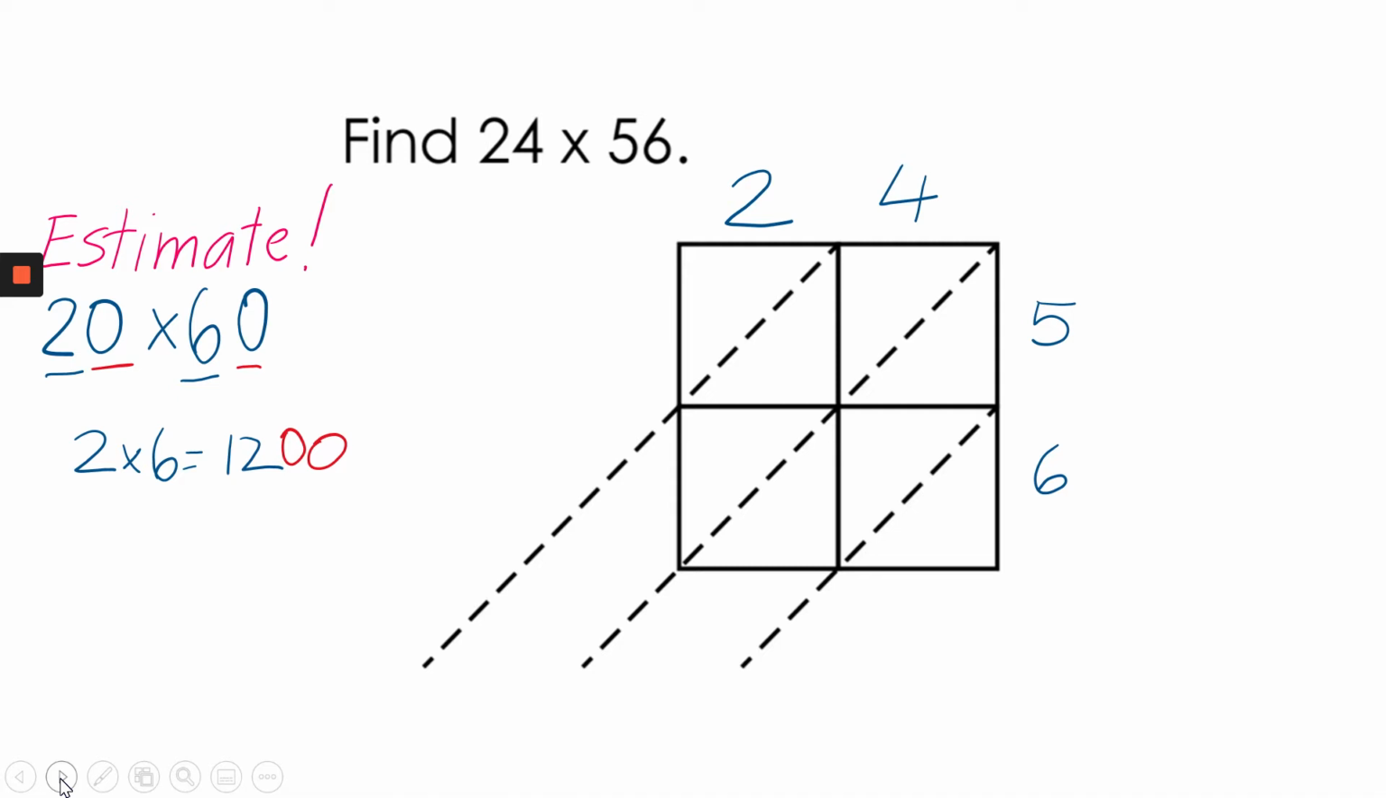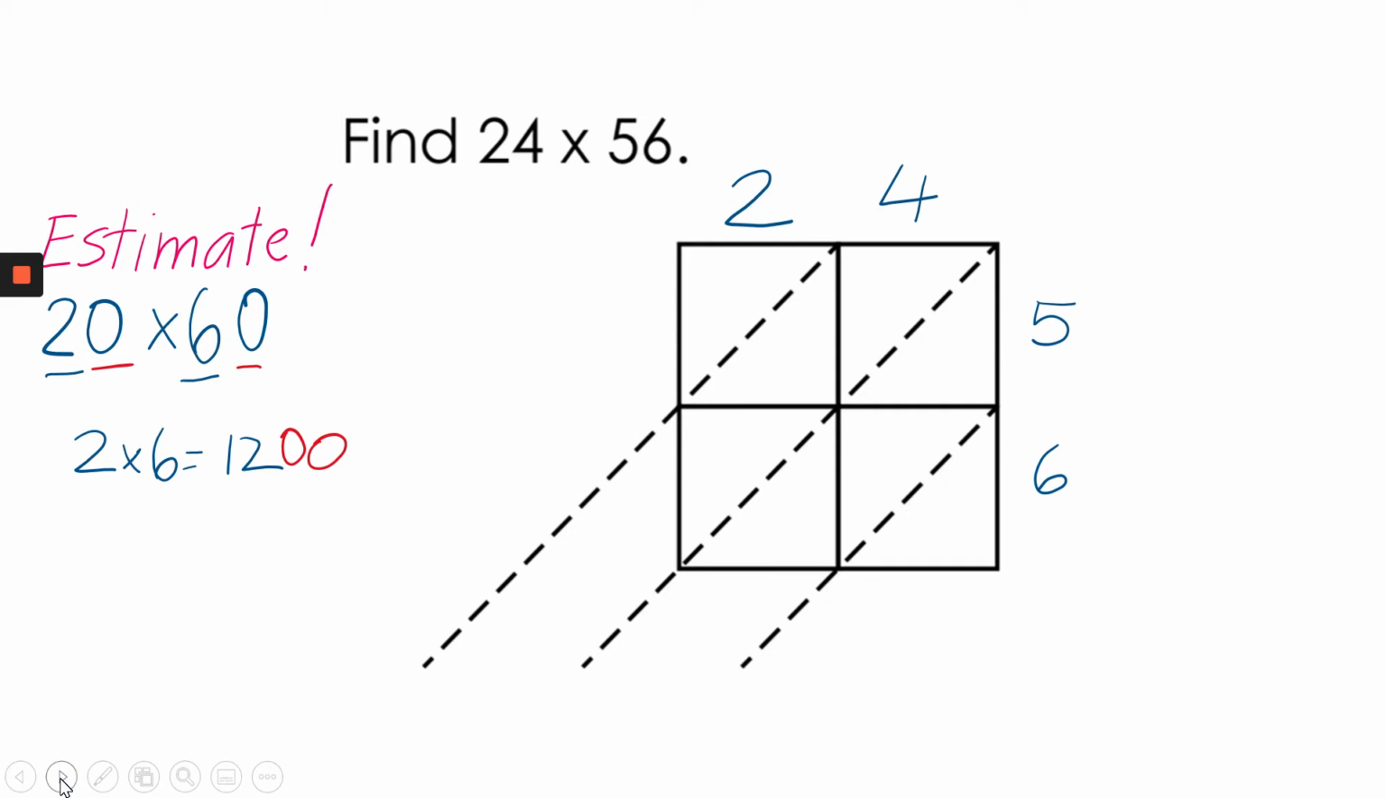Then I'm going back to the numbers that I used in my estimate, 20 and 60, and remembering that we underlined the zeros in red. I'm now going to count how many zeros I have, and that will tell me how many zeros I need to add to the end of my number for my estimate. So 20 has a 0 and 60 has a 0. So that's 2 zeros altogether, and I'm going to put them at the end of the 12. So my estimate for this answer, 24 times 56, is going to be 1,200.